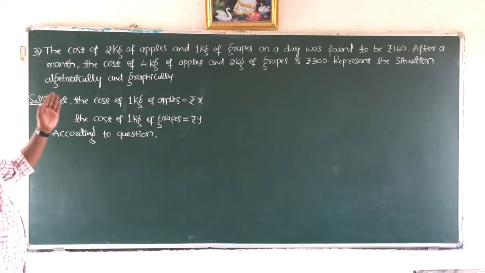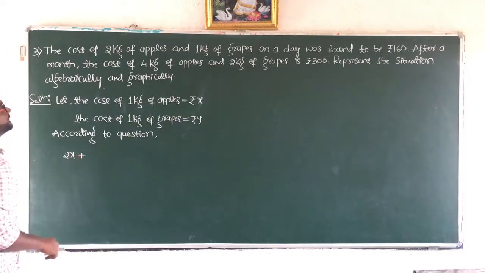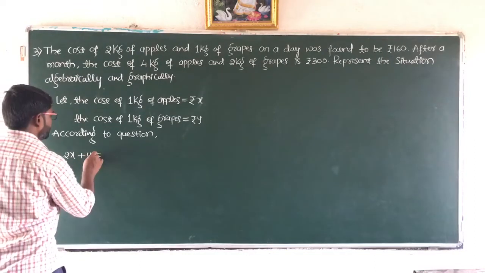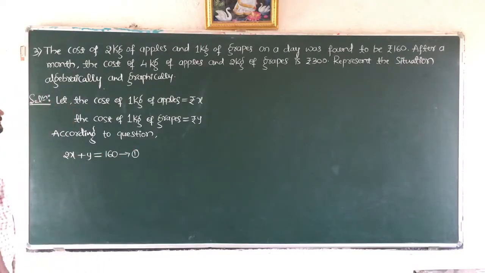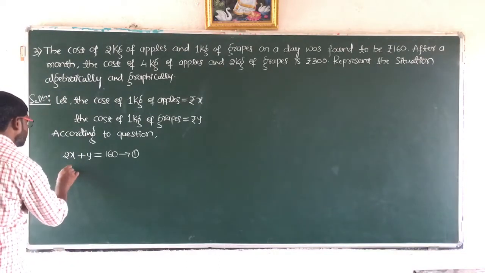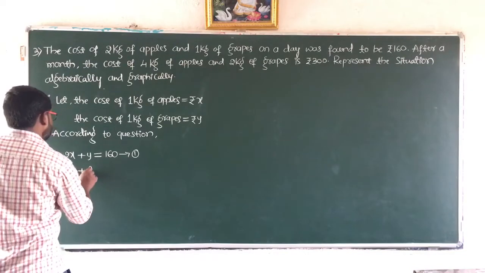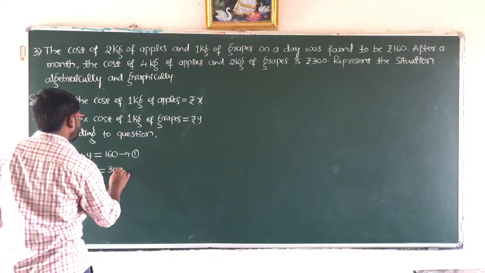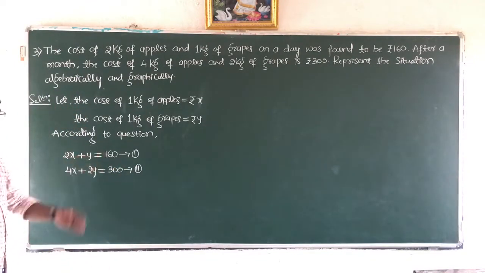See here, the cost of 2 kg of apples means it is 2x, plus 1 kg of grape means it is y, which is equal to 160 rupees. So consider this as equation number 1. Then after a month, the cost of 4 kg of apples is 4x plus 2 kg of grape, which is 2y, equal to 300. So I call this the second equation. Now from equation 1 and equation 2 we have to separate the value of y.